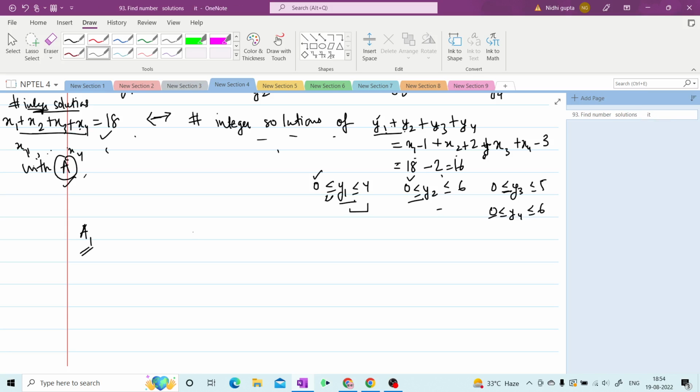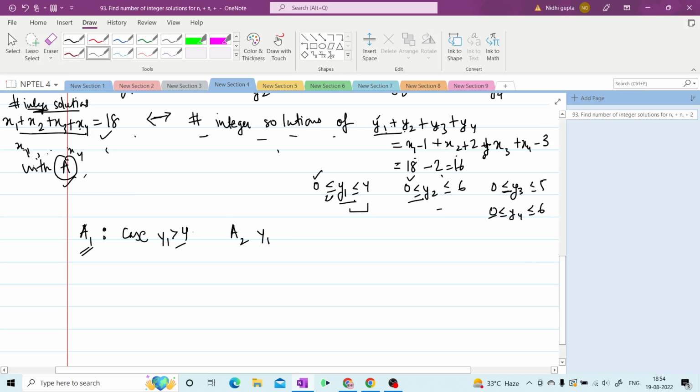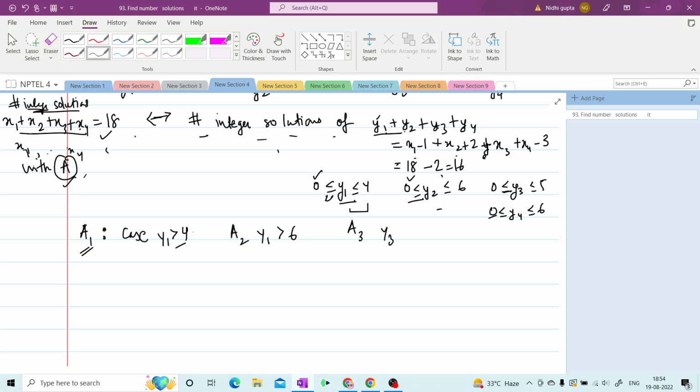So if we remove these restrictions, we take sets where A1 is the integer solutions in case y1 is greater than 4, A2 is y2 is greater than 6, A3 is y3 is greater than 5, and A4 is y4 is greater than 6.